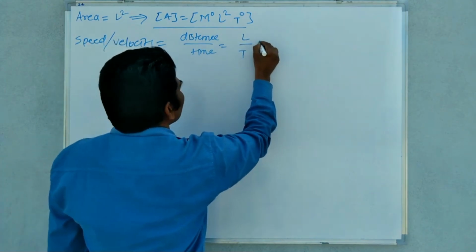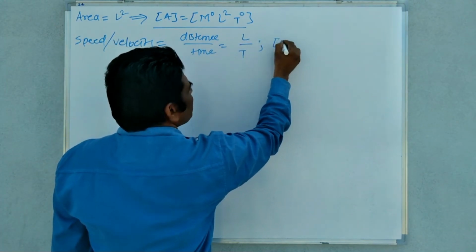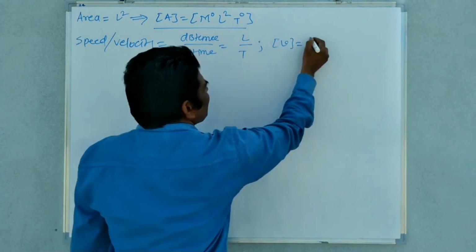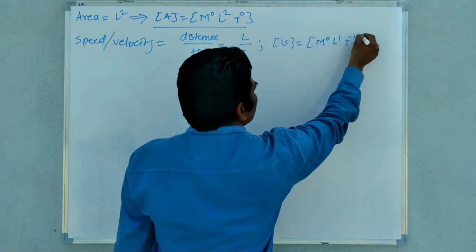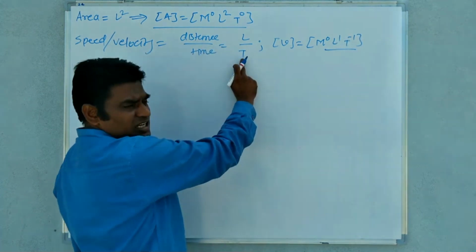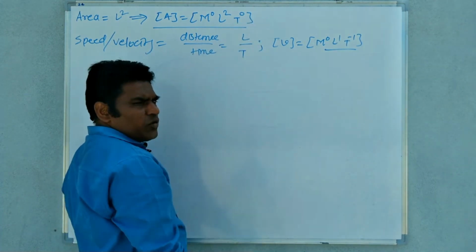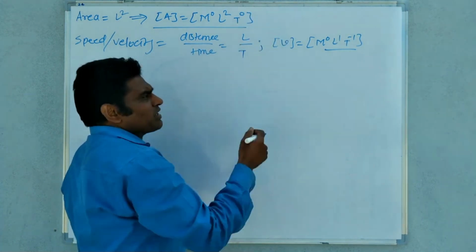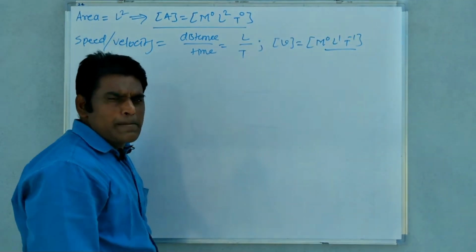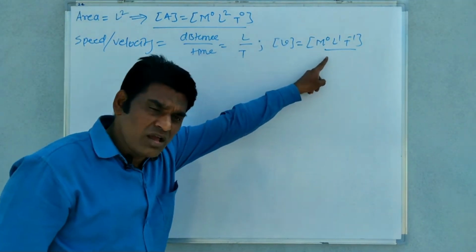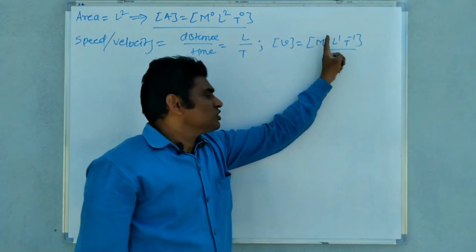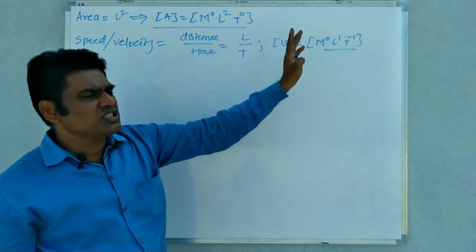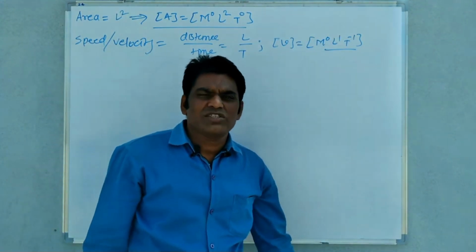If you want to write the dimension of speed or velocity, we can write it like this: M^0 L^1 T^-1, yes or no? The T is in the denominator, it will go to the numerator and become T to the power minus 1. So this is the dimensional formula for speed or velocity. It has 0 dimension in mass, 1 dimension in length, and minus 1 dimension in time.